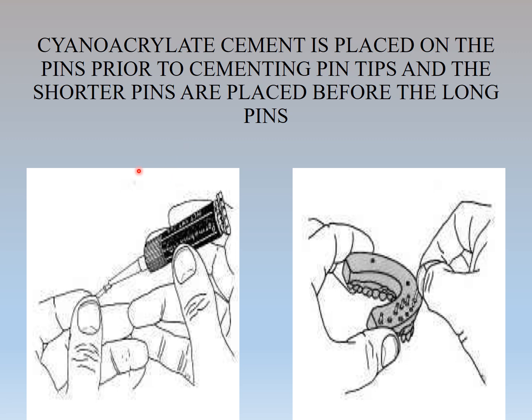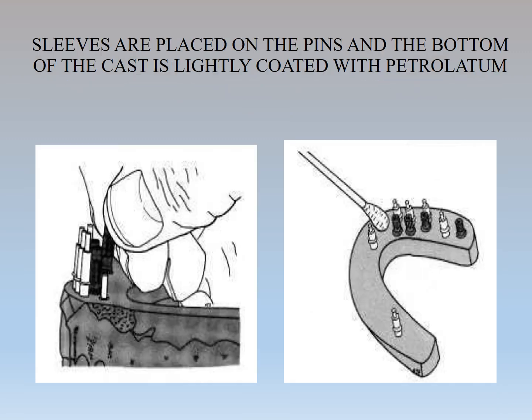Now, what you have to do, cyanoacrylate cement is placed on the pins prior to cementing. The tips, otherwise it's going to just come out, guys. That tip has to be secured properly, and the shorter pins will go first. One will usually be shorter than the other one, and it will also have a small sleeve. You can see these are the sleeves, guys, which are placed. It's for easy removal.